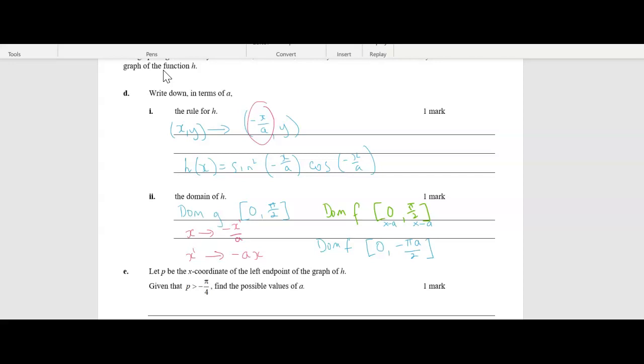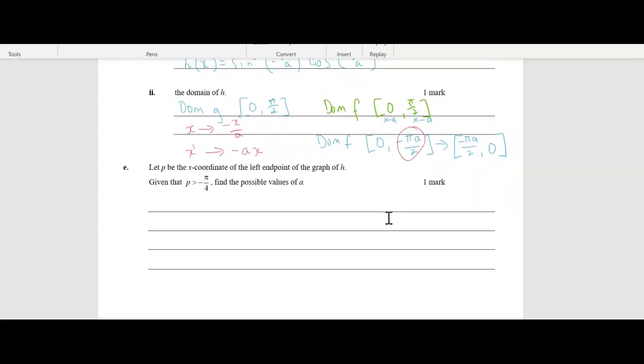Now, with your domain, we should have the lower value first. So obviously we've got 0 and then a negative number. And a is positive, so your second value here is always going to be negative. So I do need to change that so that we have the lower number first. All right, so that was a bit of a tricky one to do, your domain.